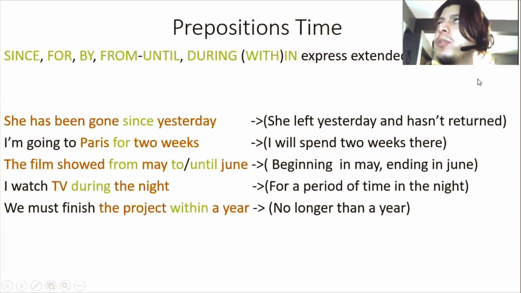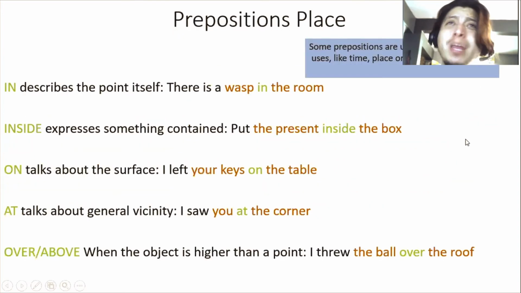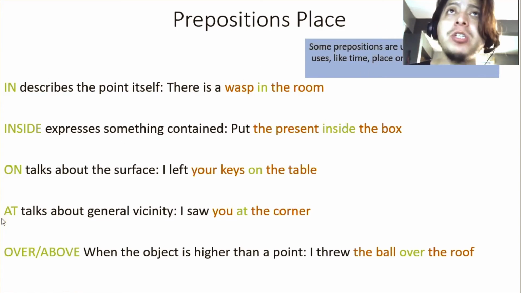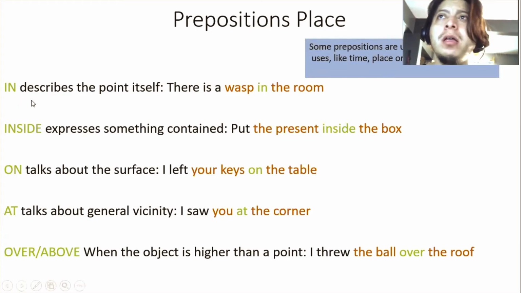Also, we have other prepositions that we use to speak about place. Remember, in, on, at, you more or less remember how to use them when you're speaking about time. But in this case, it's a little different because we are going to be using them to speak about place. The same prepositions, in can be used for time, in May or in the summer or whatever. But also when you're speaking about place, it describes the point itself. It describes specifically the point.